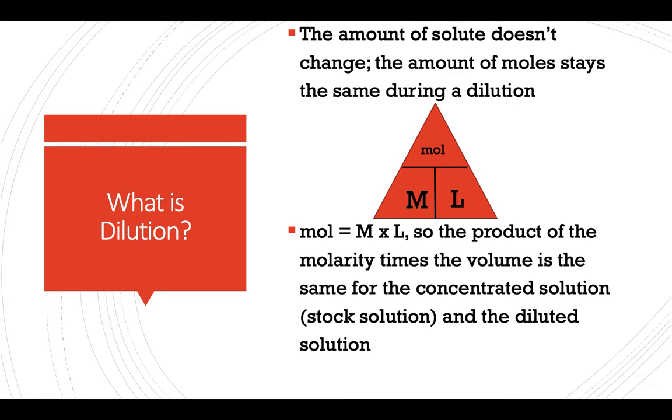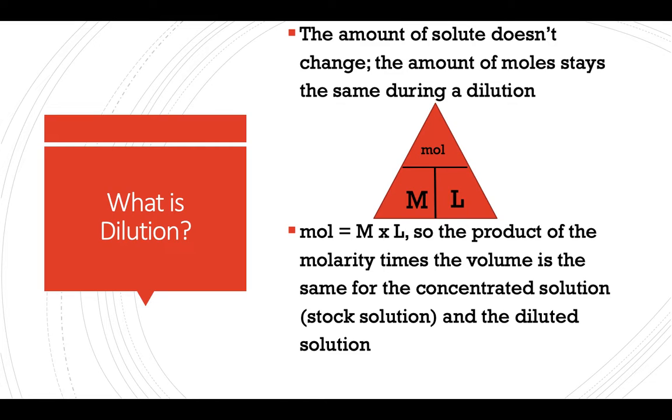And the way that we calculate moles is, if you look at that triangle, moles is the product of the molarity of the solution times the volume in liters. So really, if moles is going to stay the same for both my concentrated solution and my diluted solution, what that means is the product of molarity times liters for my concentrated solution and my diluted solution is going to be the same. And again, a concentrated solution is one that has a high molarity.